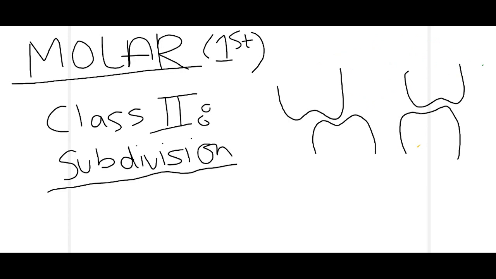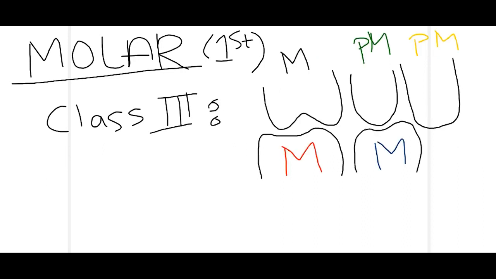Lastly, in class 2, a subdivision also occurs when on one side you can have class 1 relationship, as you can see over here with this blue on right hand side, and on the left hand side you can have class 2 relationship. So this is known as class 2 subdivision of molar classification. So lastly, now talking about class 3 of molar. Okay, so lastly talking about molar class 3 relationship.